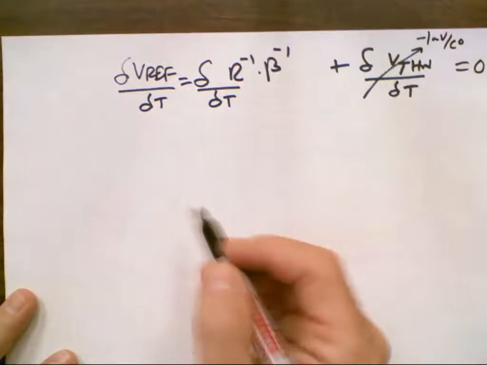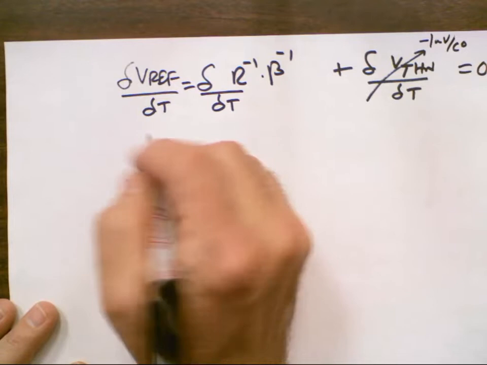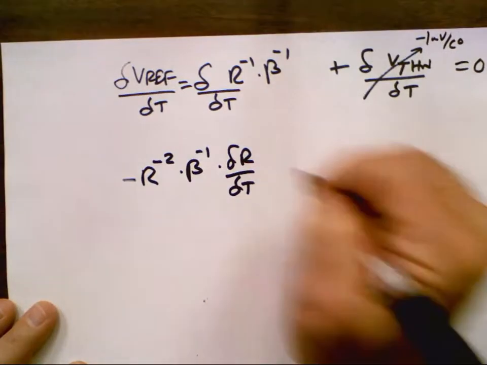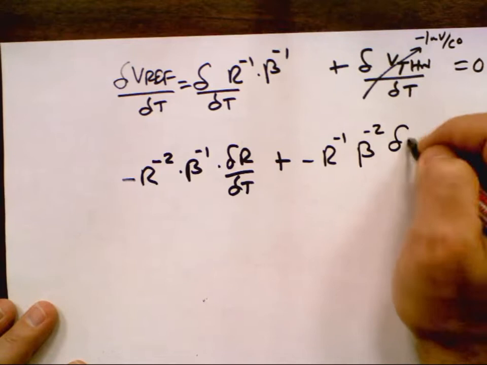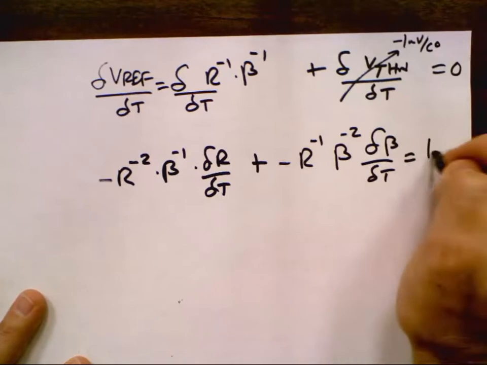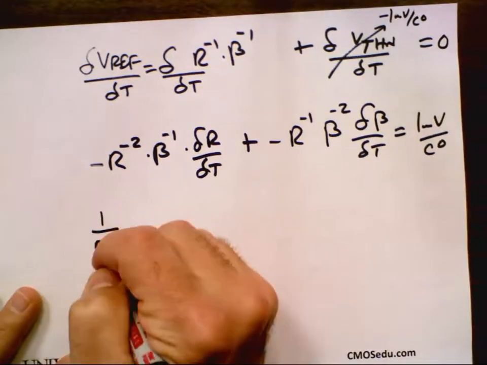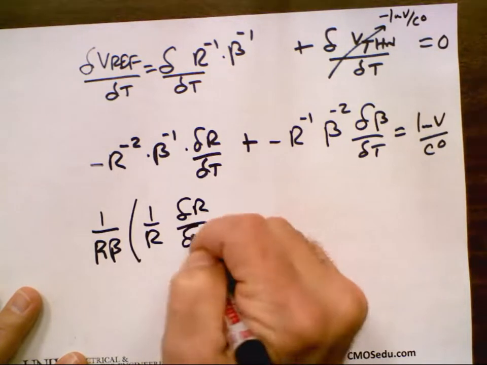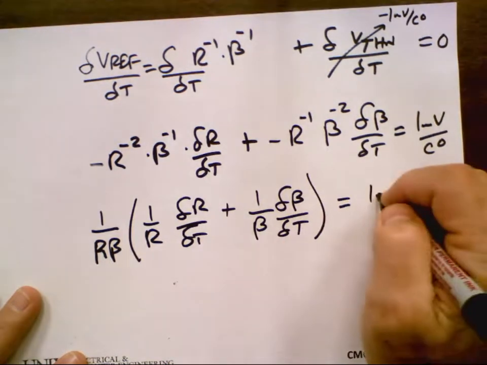All right, so I'm going to take the derivative here, and I get minus R to the minus 2 times beta to the minus 1 times del R del T, plus minus R to the minus 1 beta to the minus 2 del beta del T, equals 1 millivolt per degree C. I'm going to rewrite this as 1 over R beta times 1 over R del R del T plus 1 over beta del beta del T, is equal to 1 millivolt.